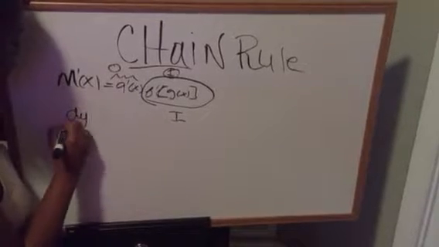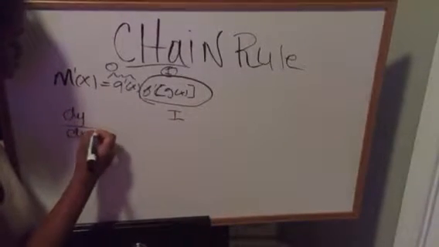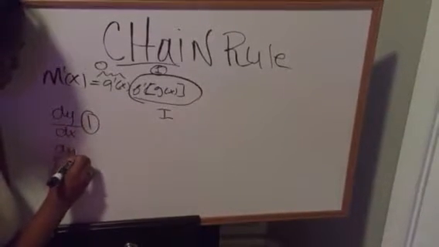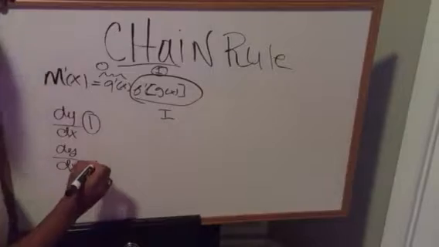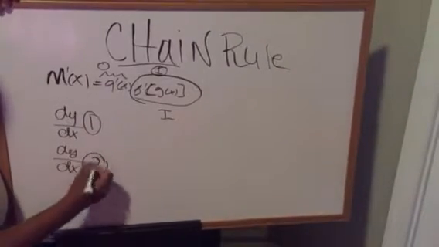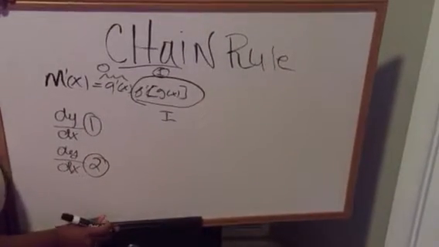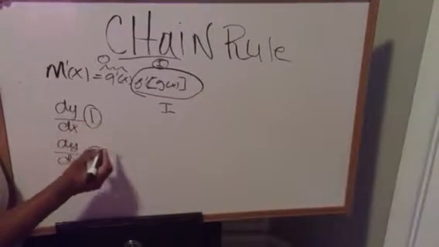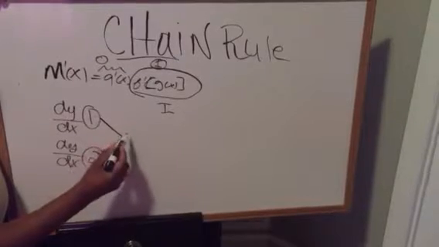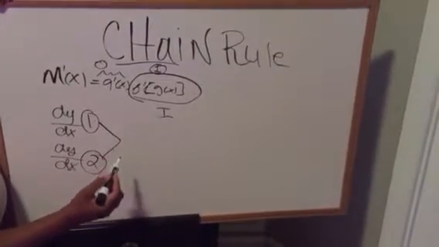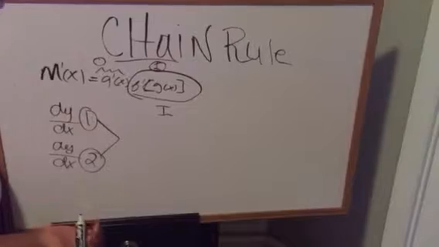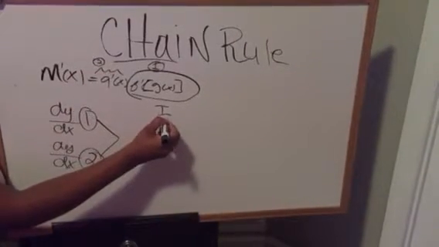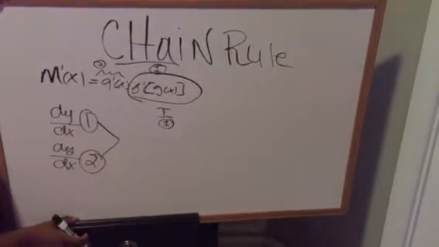Okay? So after we take the derivative of the first function, we take the derivative of the second function. Okay, and once we do that, we take the derivative of the first function and we multiply it by the derivative of the second function, which is also known as the outside function. So we'll just put a 2 and a 1.